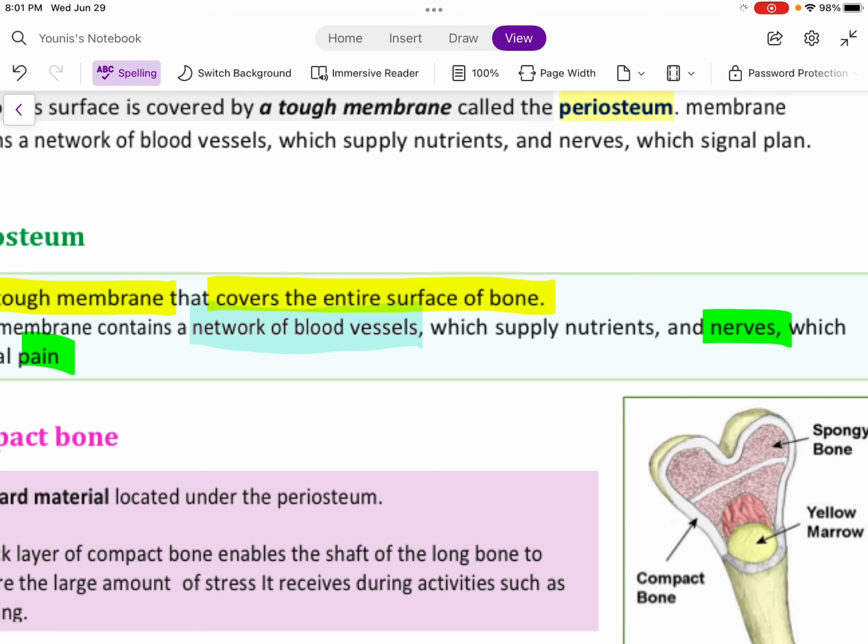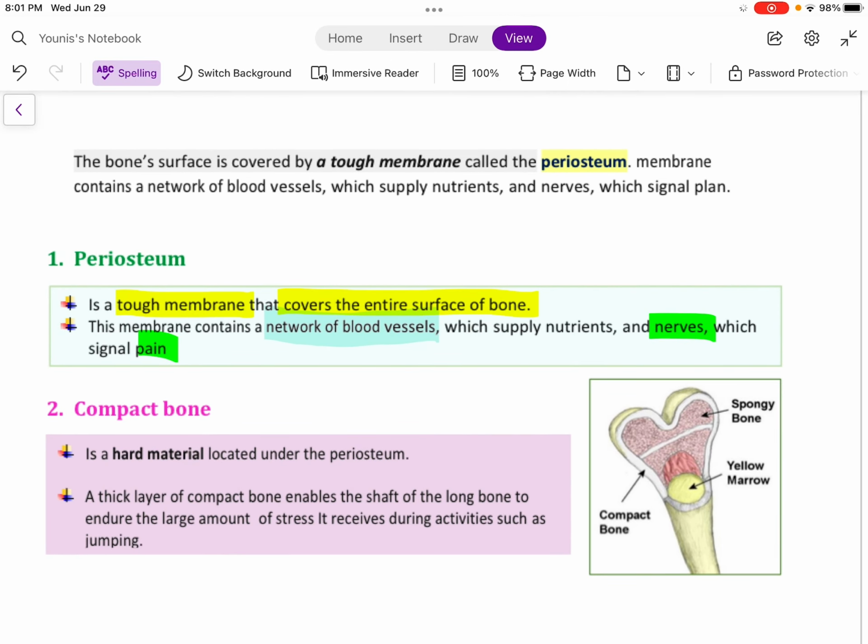So the periosteum has blood vessels. I believe you know the role of blood vessels. They supply the organ or the tissue with oxygen and nutrients, and they remove carbon dioxide and other metabolic wastes. So this is the periosteum, a tough membrane that covers the entire bone surface. It has blood vessels and nerves, blood vessels to supply nutrients and oxygen, and the nerves to signal any kind of pain, which is a means of protection.